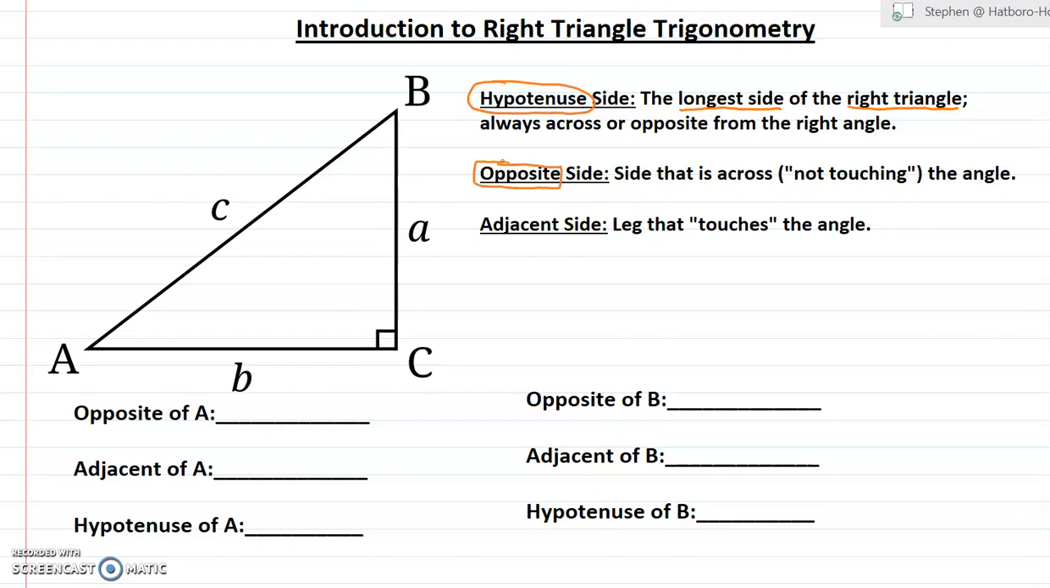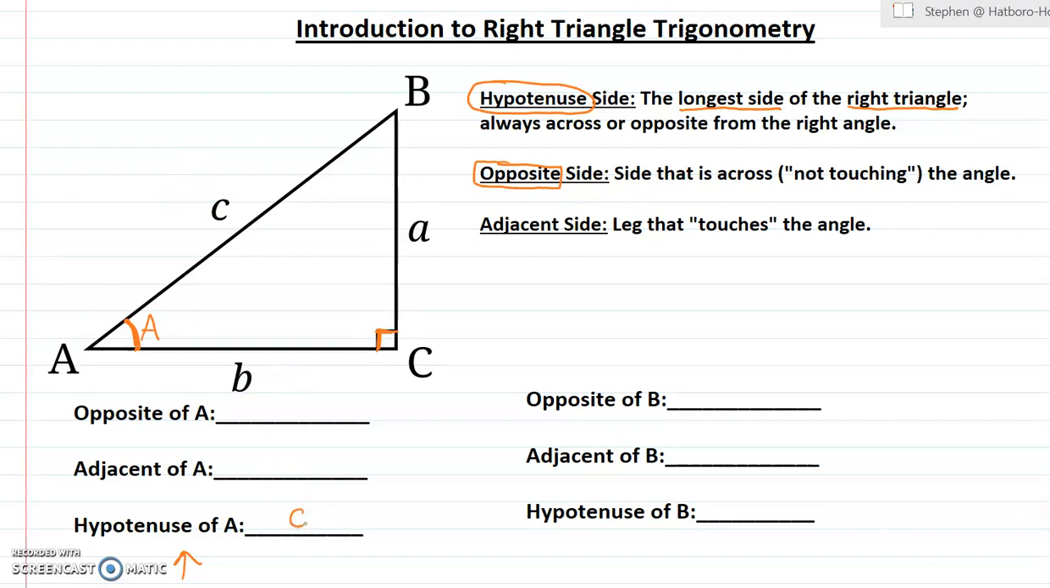So we're going to do a quick example. Looking down here on the left-hand side, we're going to look at the opposite of A, the adjacent of A, and the hypotenuse of A. What do I mean by A? Well, I'm talking about angle A. And right away, my recommendation is let's identify what the hypotenuse is first. The angle A is right here, so we're going to say its hypotenuse is across from the 90-degree angle. That is going to be C, and I'm going to indicate that with a lowercase c.